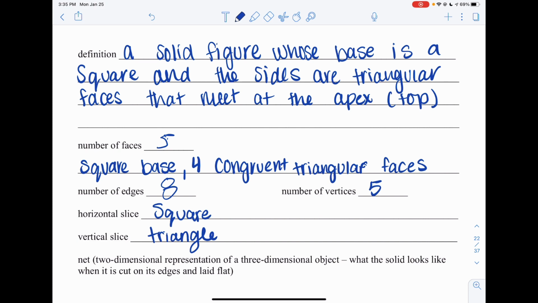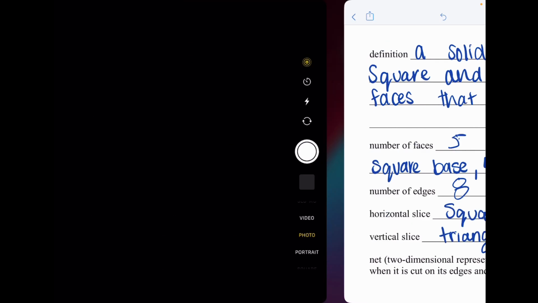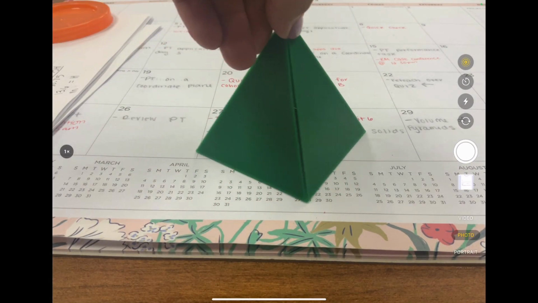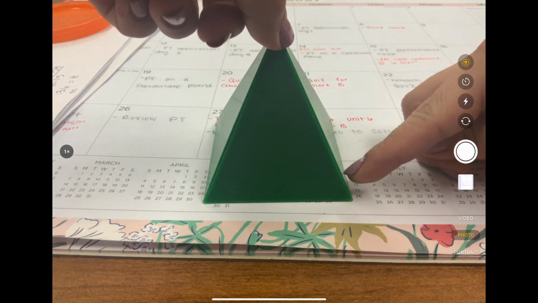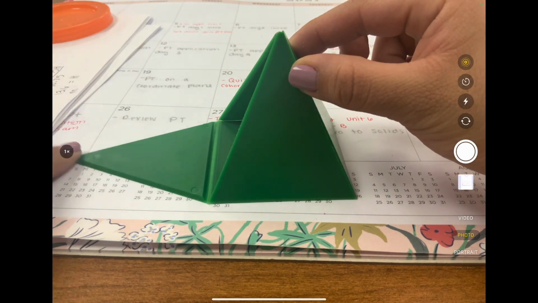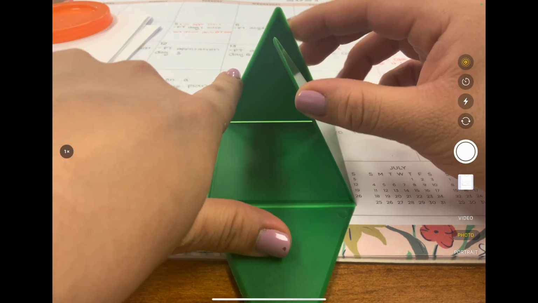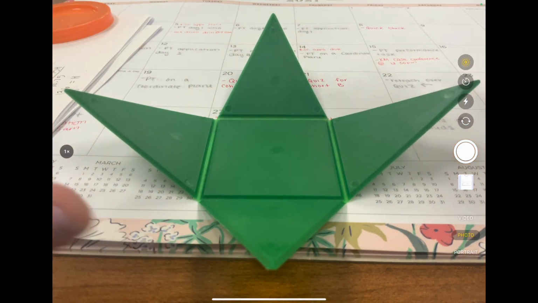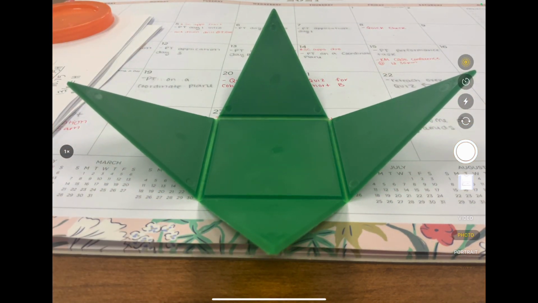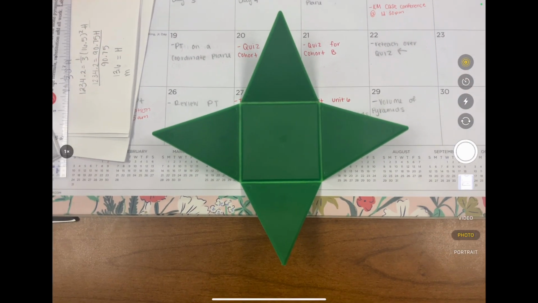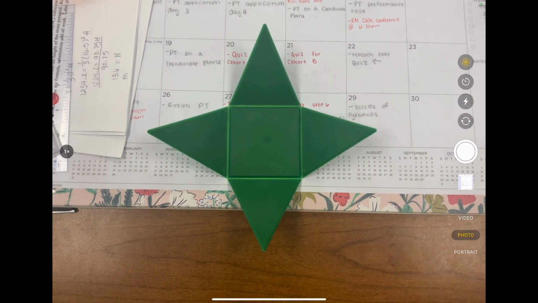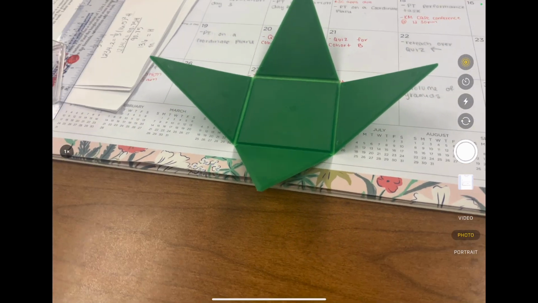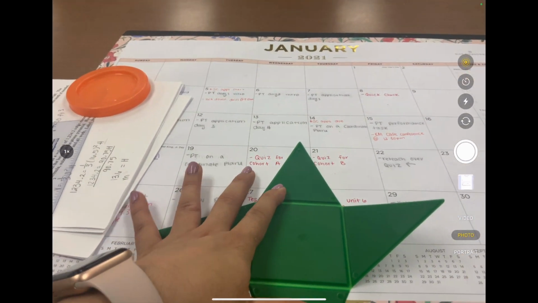Now, my representation, looking at my pyramid, here is my pyramid, three-dimensional, and if I cut along the edges, it starts unfolding, unfolding, and unfolding. So there you can see that I have my 2D net of my square pyramid. So it becomes 3D to 2D. It is now flat on my desk, okay?